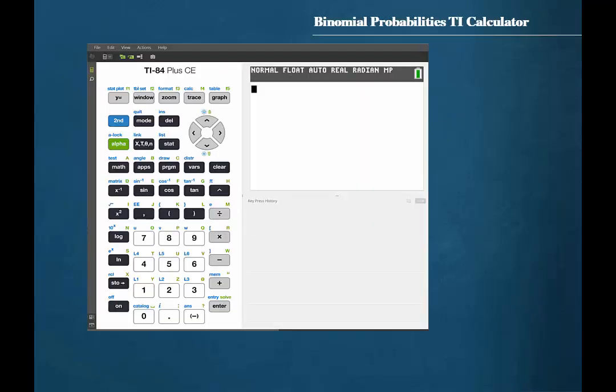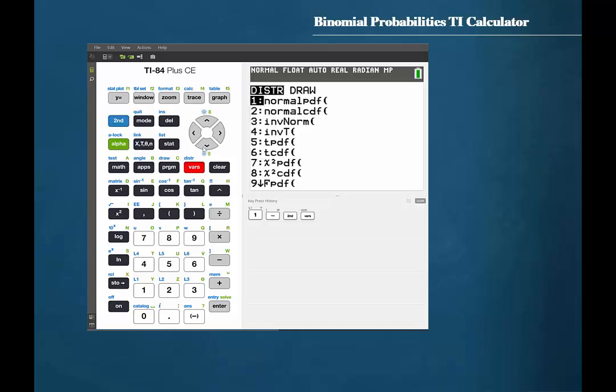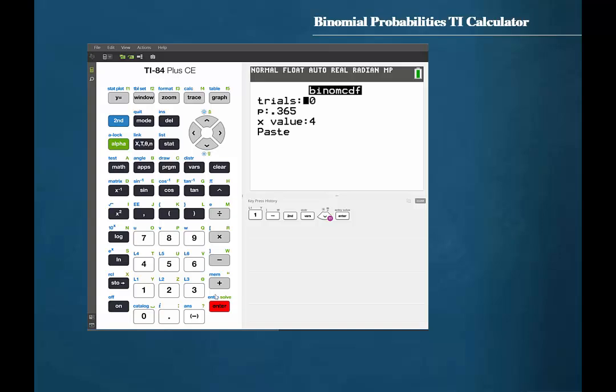In order to use the TI graphing calculator to find the probability that x is greater than or equal to some value, we must subtract an accumulated binomial probability from 1. So we will begin by typing 1 minus, and then press second VARS, and cursor down until we find the binomCDF function. Press enter. The number of trials is 10. The probability of a success is 0.365.